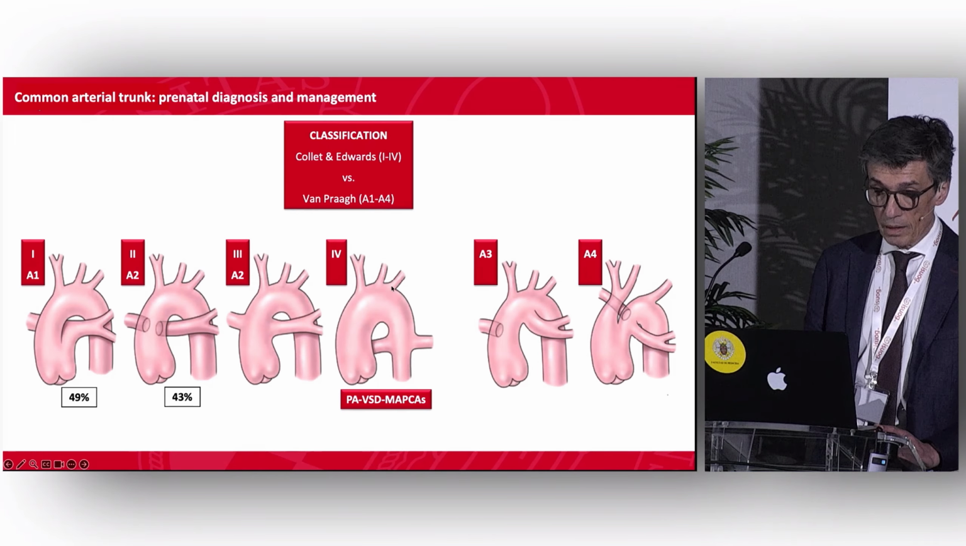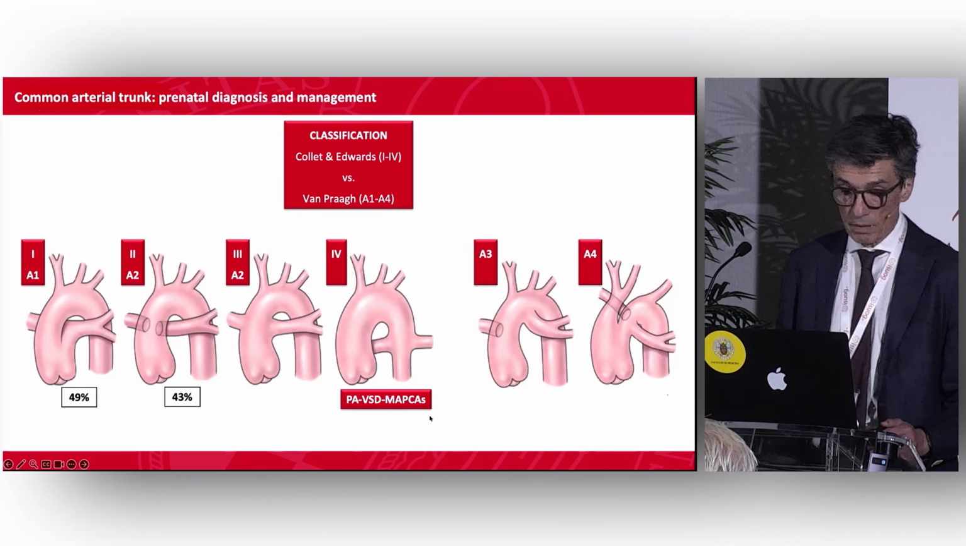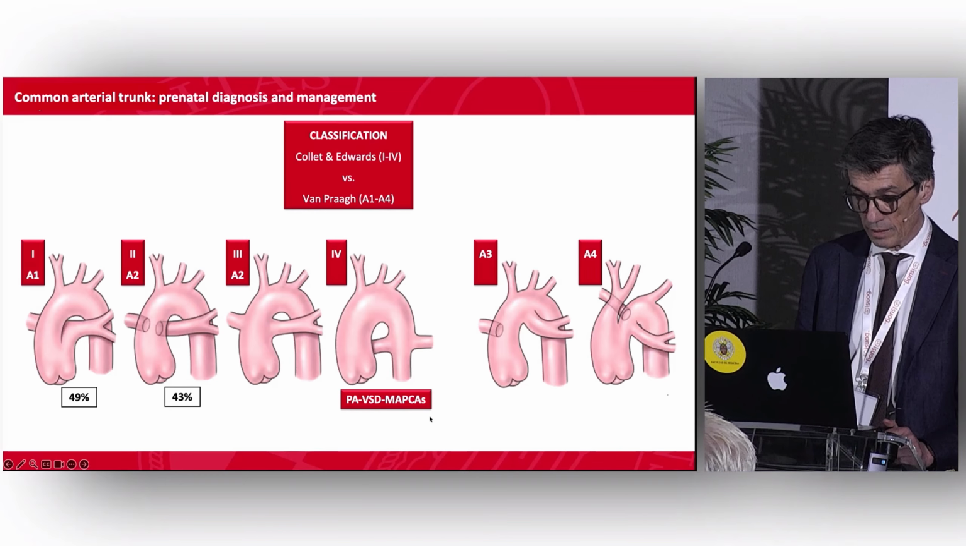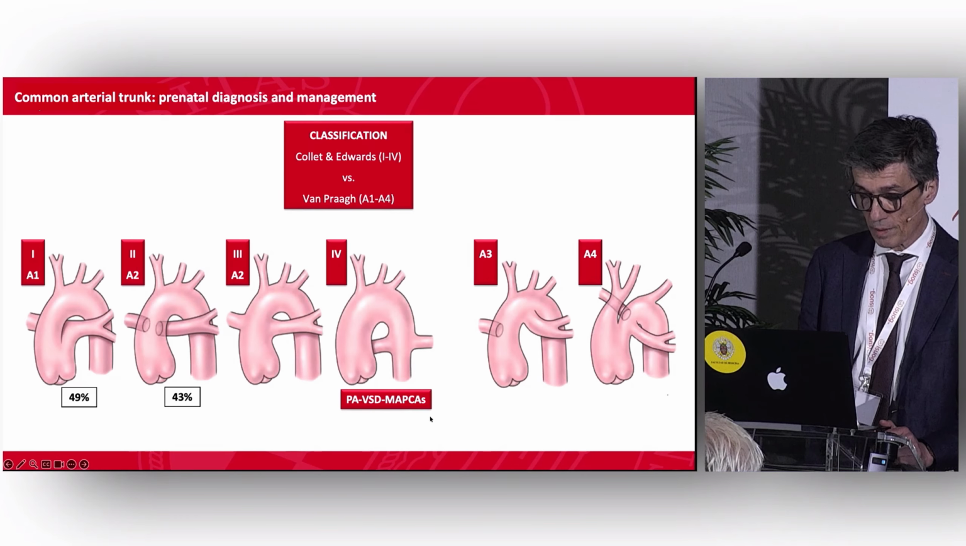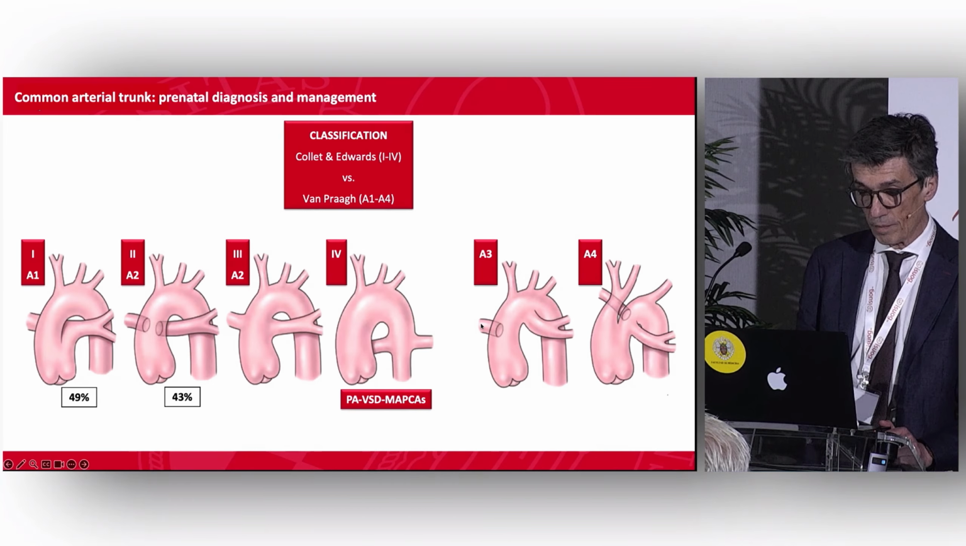Type 4, for many authors, is considered a type of pulmonary atresia with ventricular septal defect and MAPCAs, as Professor Meagher showed us in the past lecture. And finally, there is type A3, where one of the pulmonary branches emerges from the aortic arch and the other from the ascending common arterial trunk.